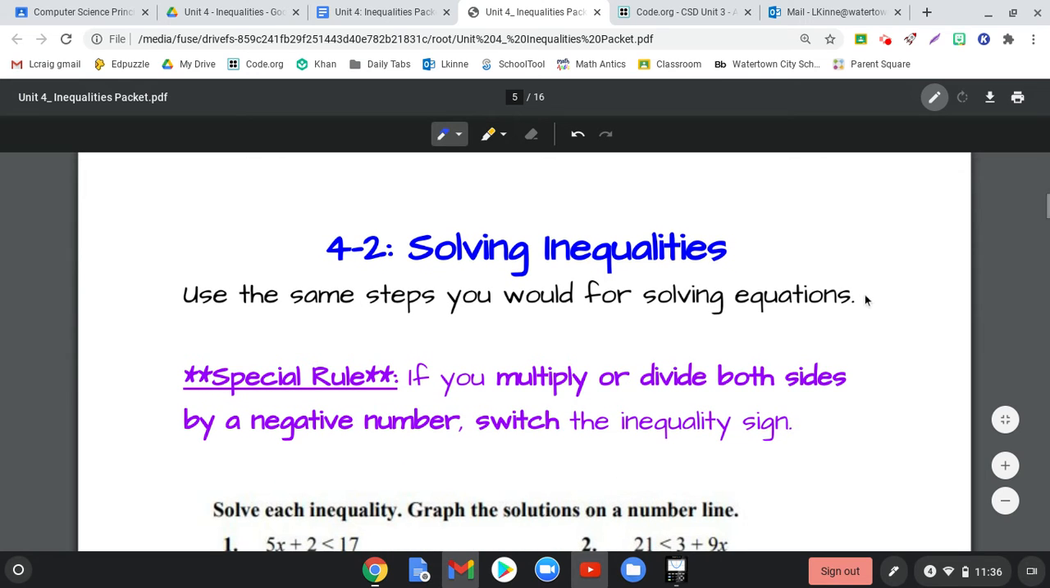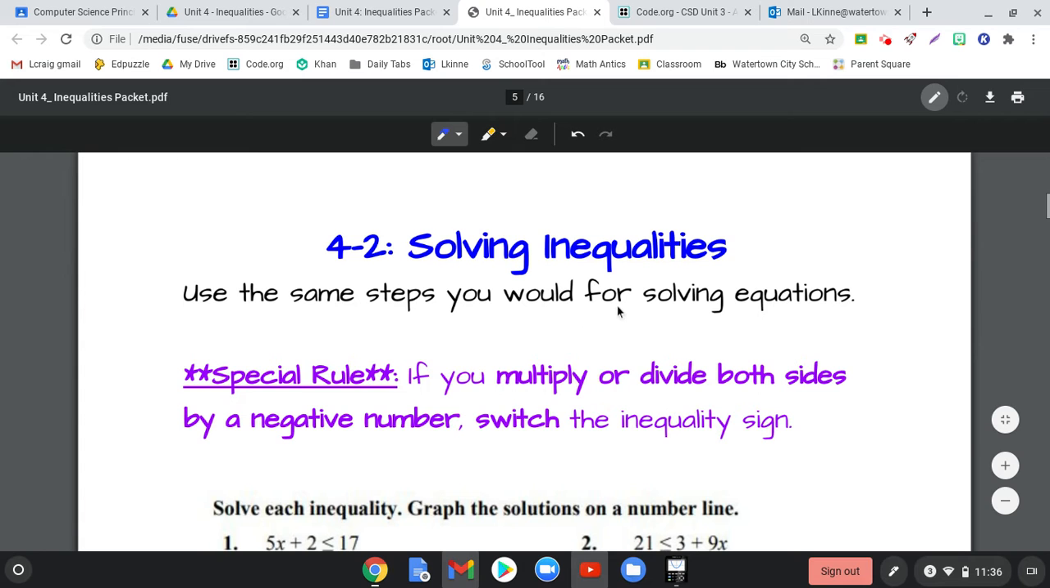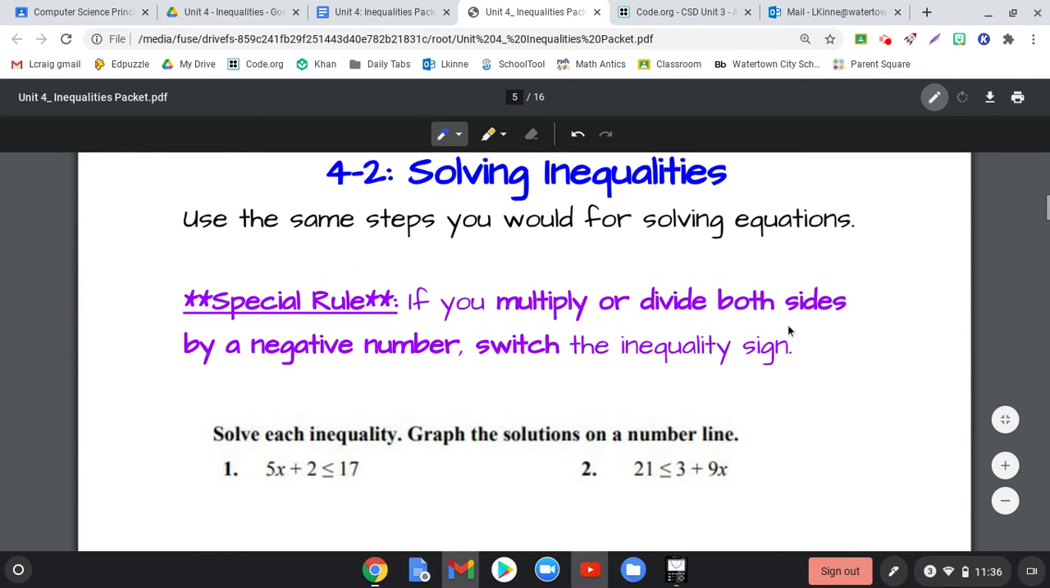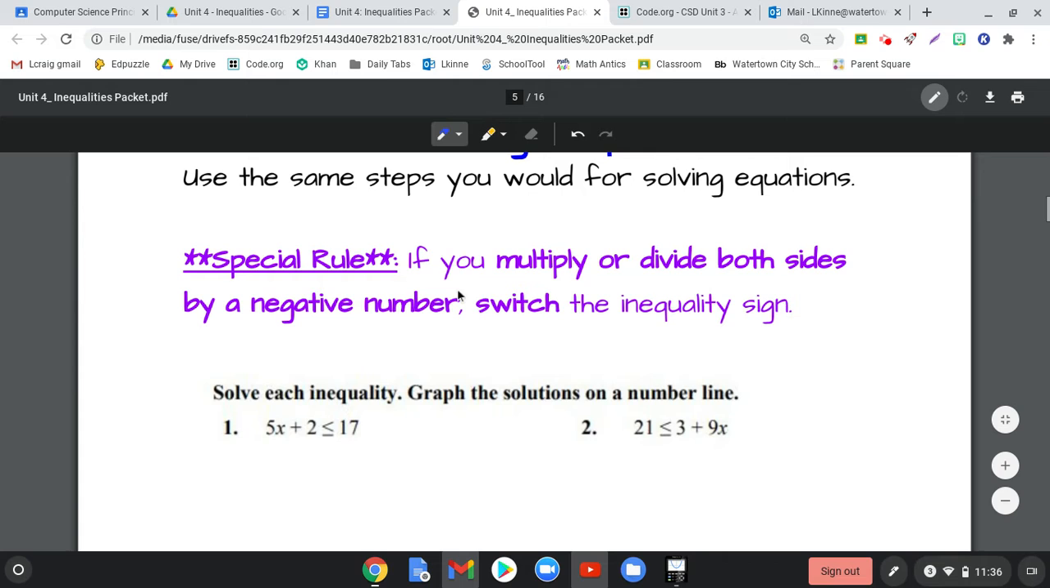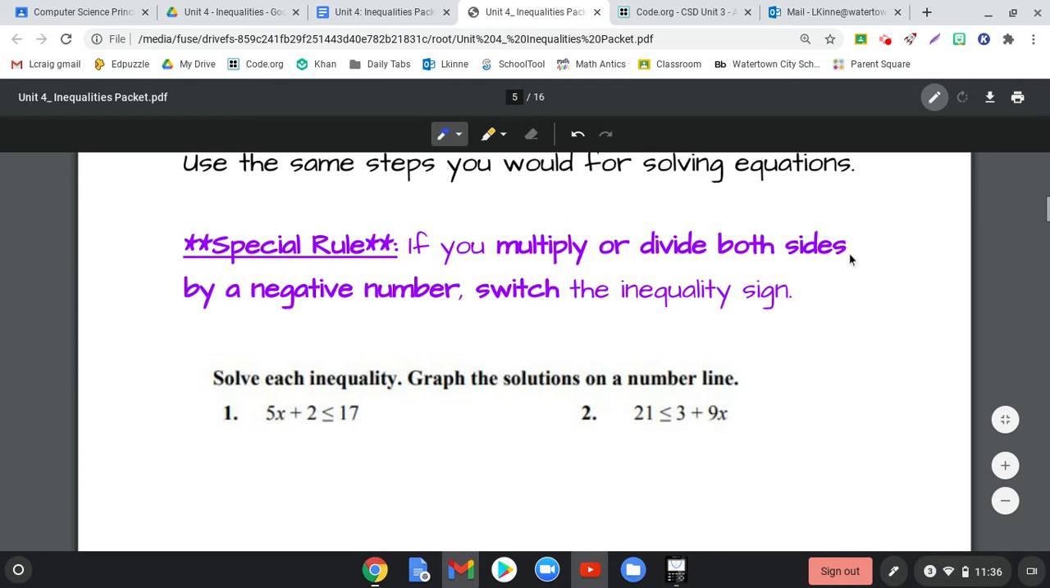Hey everybody, welcome back for some more solving inequalities practice. When you are solving and graphing inequalities, you want to make sure to follow the same steps that you would for solving equations. So we'll look at some that are a little bit tricky today. We got a little bit of that last lesson. But basically, before you graph, you have to get the variable by itself.